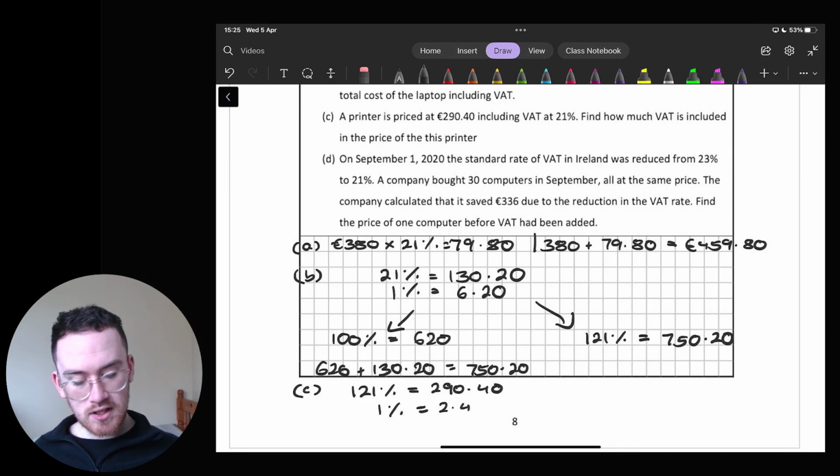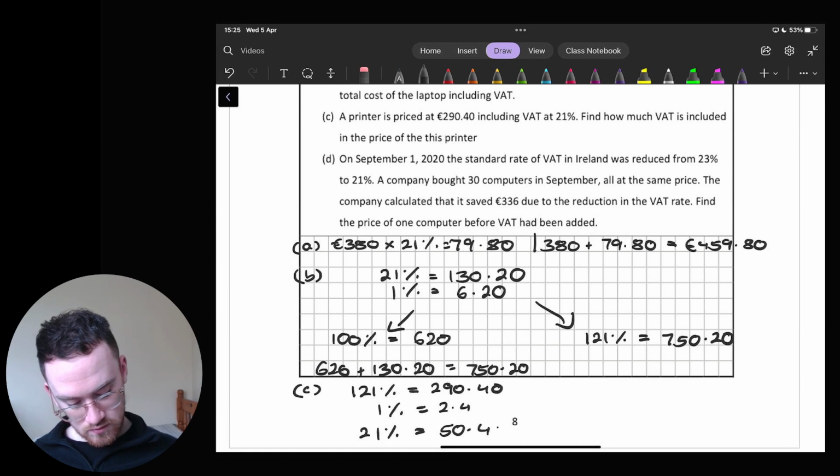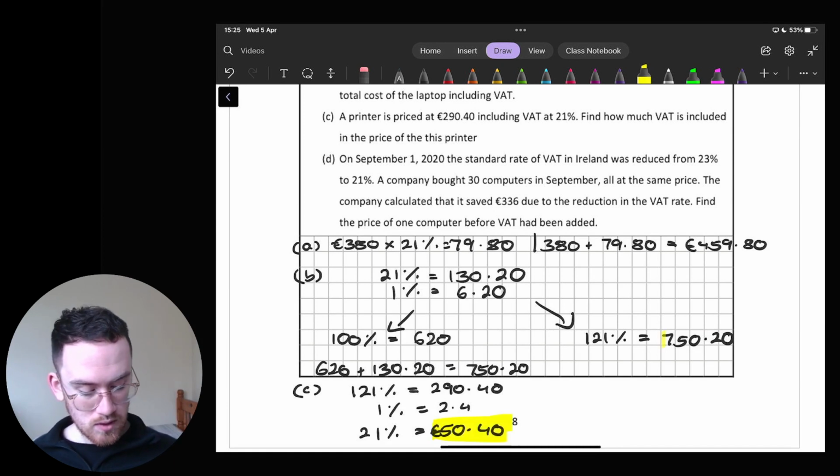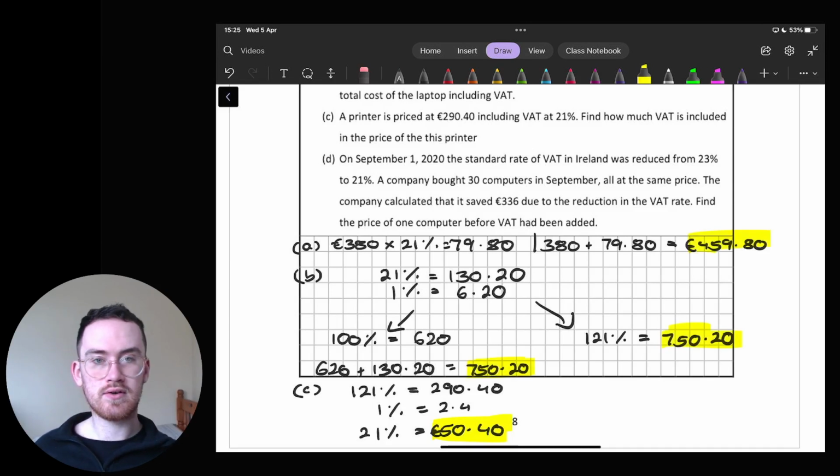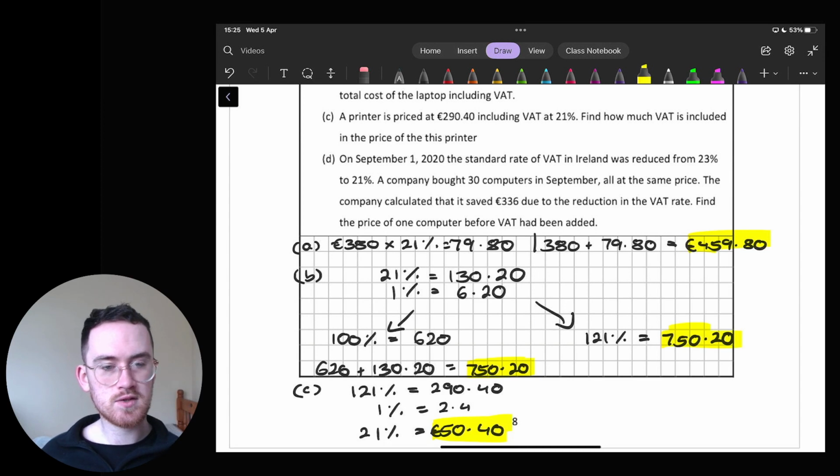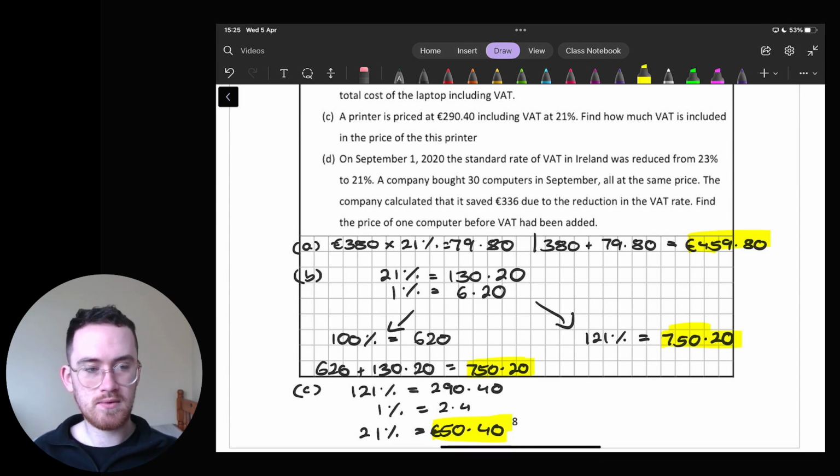Then I'm looking for the VAT. So the VAT is 21%. So let's find the 21% here. And that gives me €50.40. And that's going to be my answer for that part. Okay, so it's important here, I suppose, that we're just making sure that we know exactly what the question's looking for at each step. So here we just wanted to get the VAT. We could use our 100%, find the total amount, then get 21% of it, or we can use this here to jump straight to our answer.